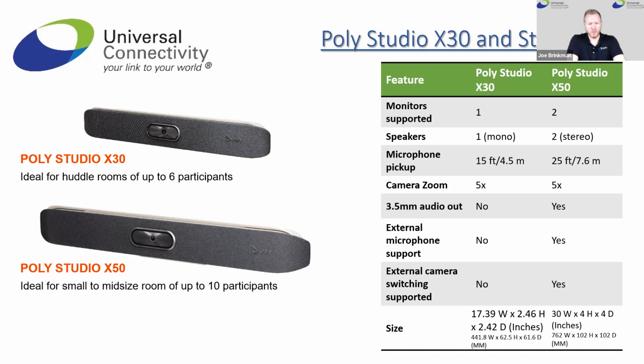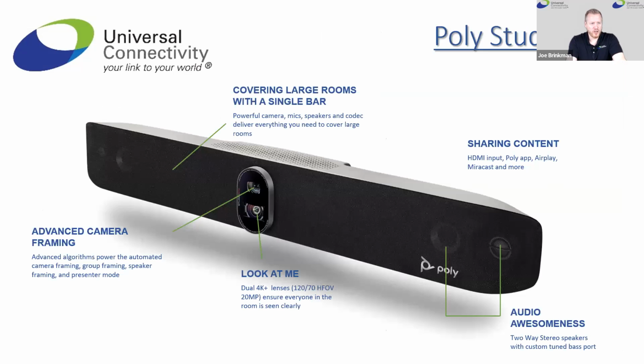If you've got a little bit larger room, a mid-sized room, then the Poly Studio X50 would be the answer. You can connect up to 2 monitors with this one. It's got 2 speakers, and this one extends the microphone pickup to 25 feet. So again, for that medium-sized room of participants up to about 10 people, this will be the perfect size. And then the big boy, the new addition to the family, the Poly Studio X70. These are for larger rooms with more than 10 participants.